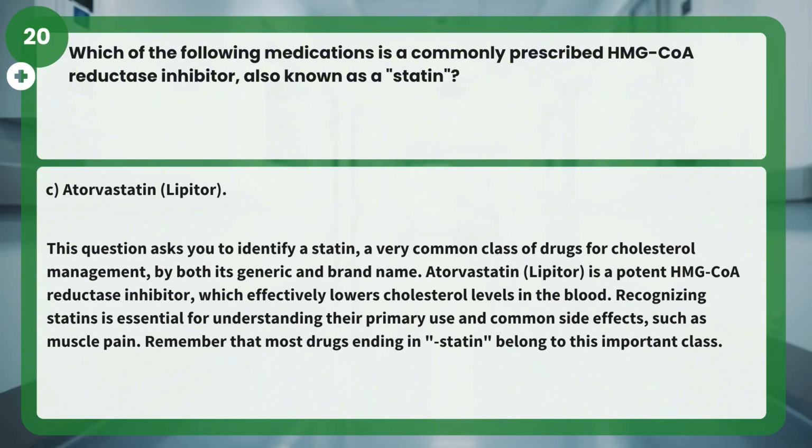Answer C. Atorvastatin, Lipitor. This question asks you to identify a statin, a very common class of drugs for cholesterol management, by both its generic and brand name. Atorvastatin, Lipitor, is a potent HMG-CoA reductase inhibitor, which effectively lowers cholesterol levels in the blood. Recognizing statins is essential for understanding their primary use and common side effects, such as muscle pain. Remember that most drugs ending in statin belong to this important class.